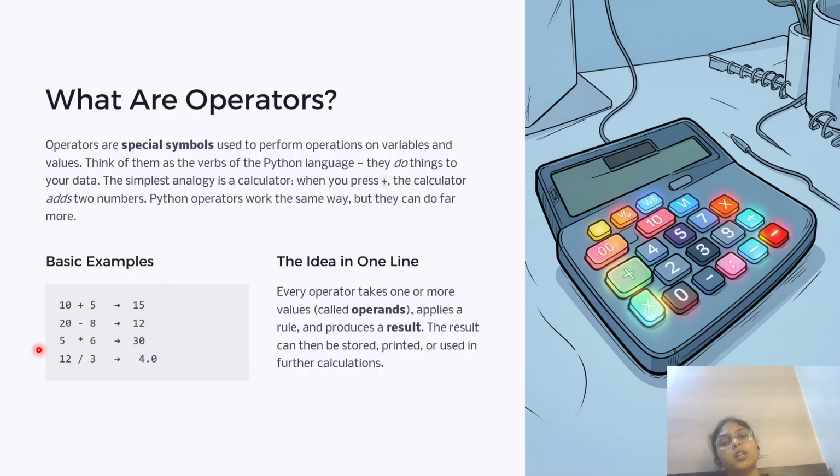So the question is, why do we need operators? Suppose you are building an ATM. The customer's current balance is 10,000. Now the customer withdraws 2,000. How will the ATM calculate the remaining balance? Simple. It will subtract the amount that has been withdrawn, using subtraction.